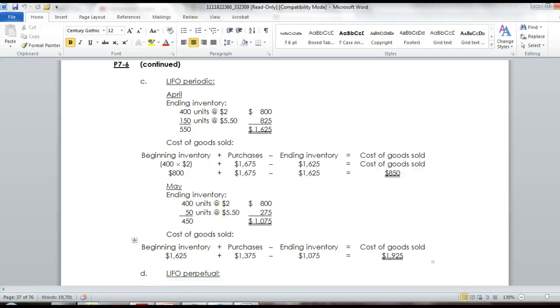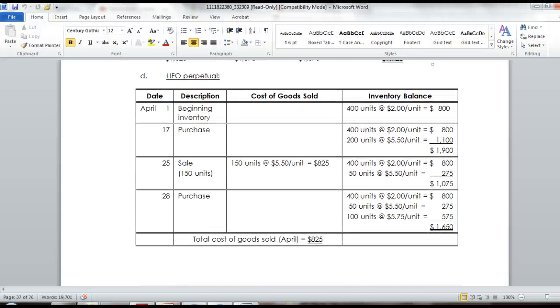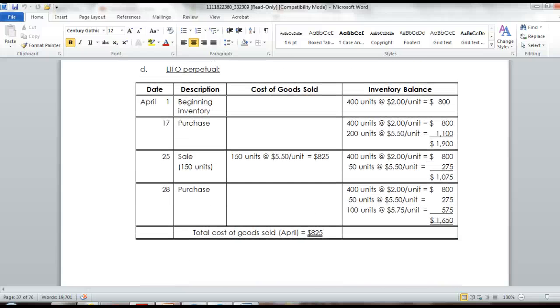Now, LIFO perpetual is going to be a little different than LIFO periodic because we keep a constant track of our cost of goods sold. So as you see here, we show our beginning inventory and our purchases. When we sell the 150 units, we're going to sell these 200 units, the most current in, at $5.50 a unit for $8.25.